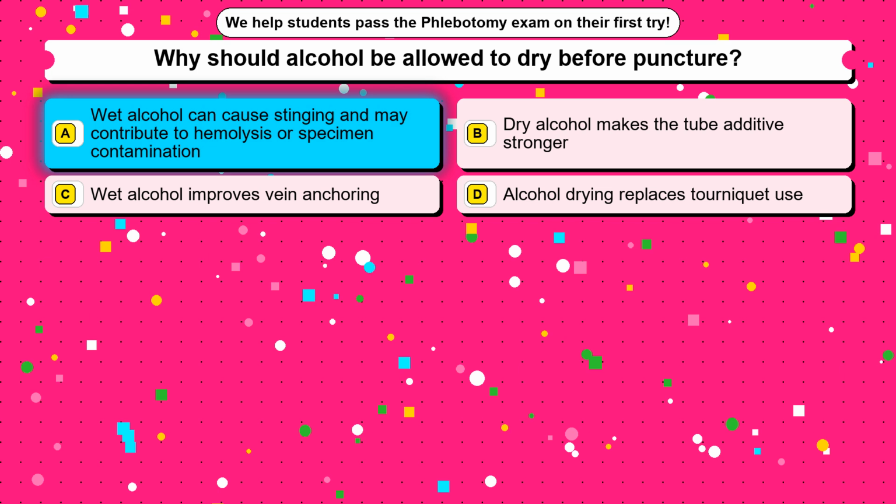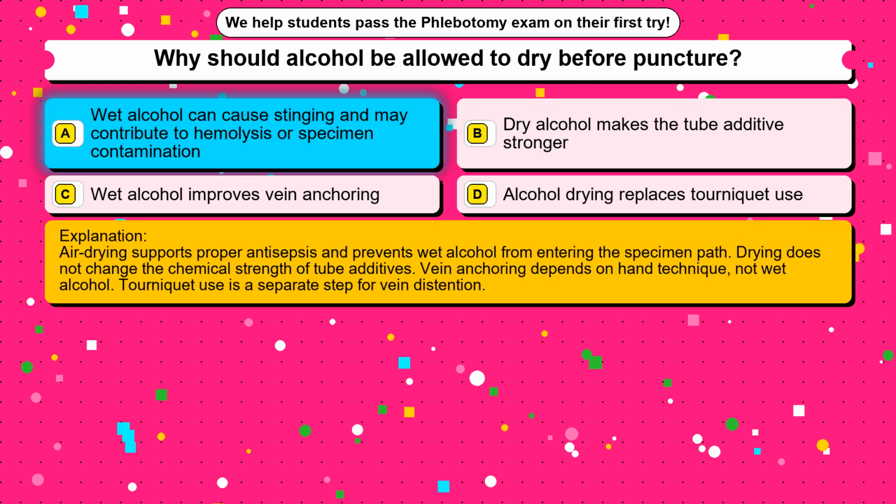The correct answer is option A. Wet alcohol can cause stinging and may contribute to hemolysis or specimen contamination. Air drying supports proper antisepsis and prevents wet alcohol from entering the specimen path. Drying does not change the chemical strength of tube additives. Vein anchoring depends on hand technique, not wet alcohol. Tourniquet use is a separate step for vein distension.